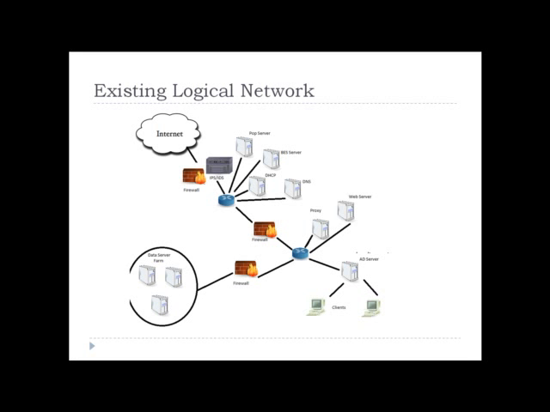From there, it hits another firewall, and then goes to another router where you have your web server and your proxy located, as well as your Active Directory server, which hosts your clients. That router also branches to another firewall, which protects your data server farm. So this is just sort of a logical network as it is laid out right now.